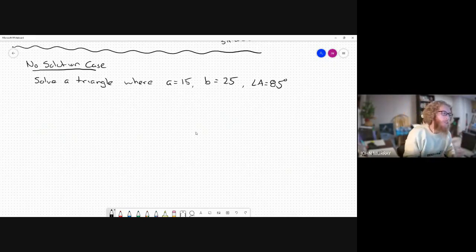All right, so you're going to draw out your own triangle. Obviously, it may not be to scale, but that's okay, just as long as you have some shape to reference. Right, so I'm going to have A, B, C. It doesn't really matter where they go, but that tells me side a over here is 15, side b over here is 25, and angle A is 85 degrees. So from the law of sines, I can't do anything with C yet, so I'm going to have to start off with angle B.